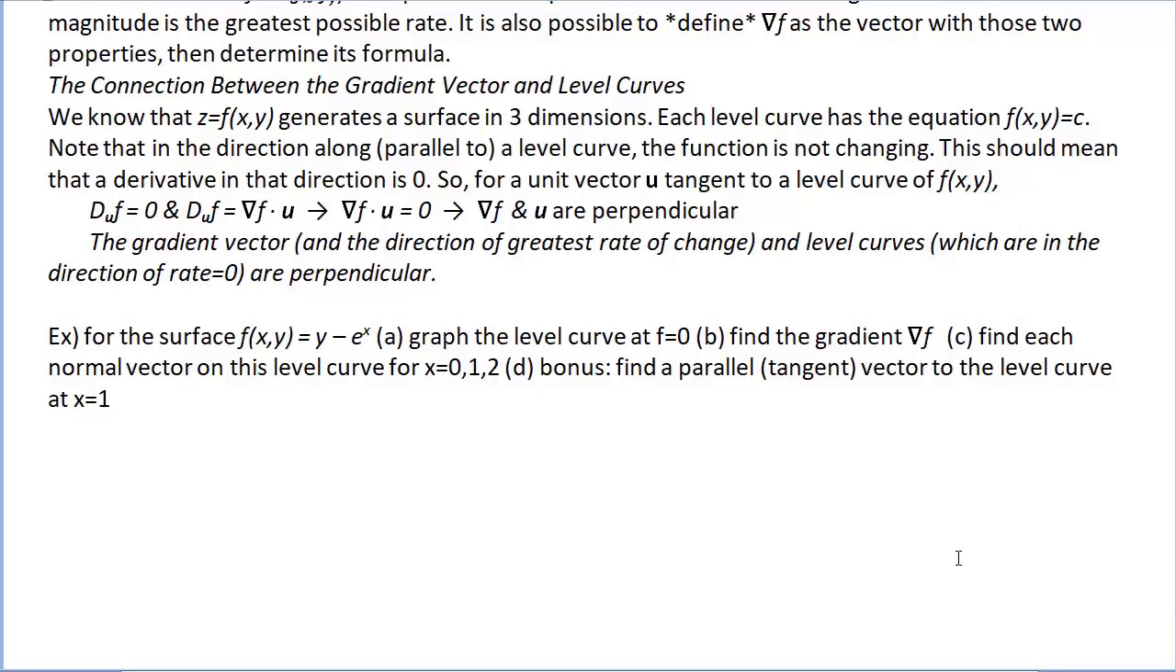Okay, so we've got the function which gives us a surface, f of x, y equals y minus e to the x. So first, let's graph the level curve at f equals 0, and then we're going to find the gradient grad f. Let's introduce ourselves to what's going on here. So first of all, what we've got is z equals y minus e to the x.